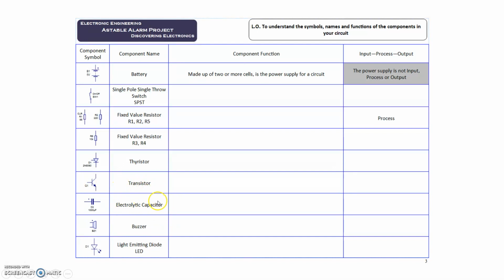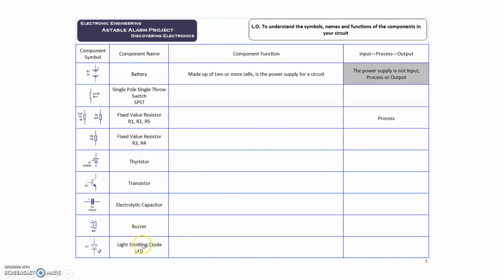Electrolytic capacitor, that is a storing component. It stores an electronic charge, or electric charge, and that is used for part of your time delay. Think of it like filling up a bucket with water. It takes time to fill it, and then you can either leave the water in the bucket or you can empty the water out of the bucket afterwards, and that's you storing your charge.